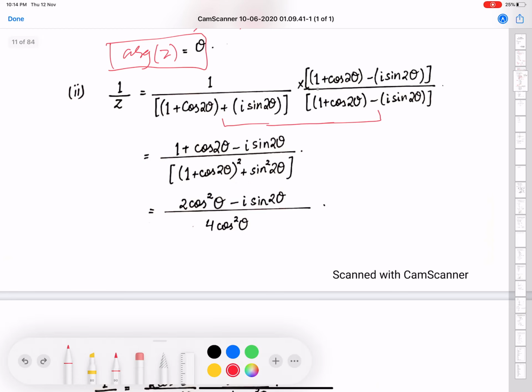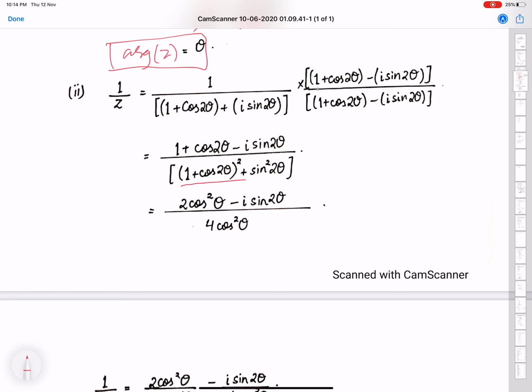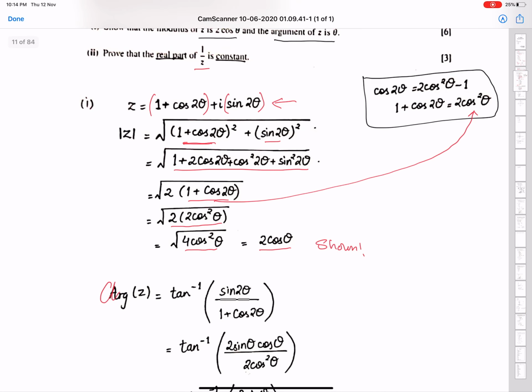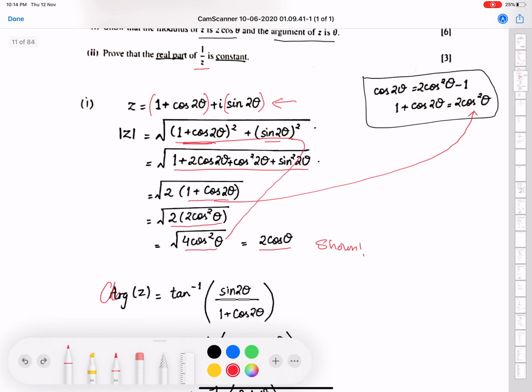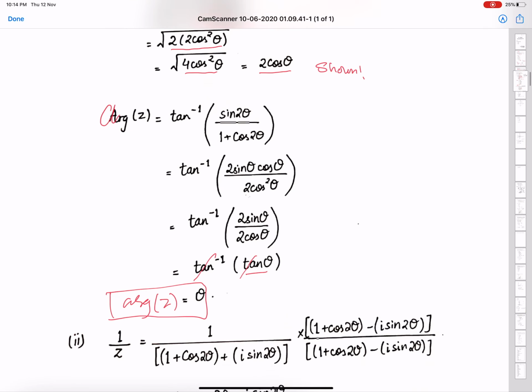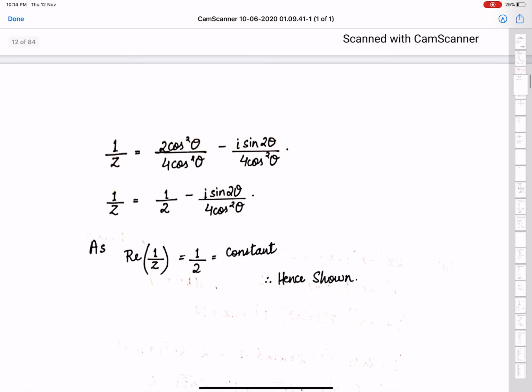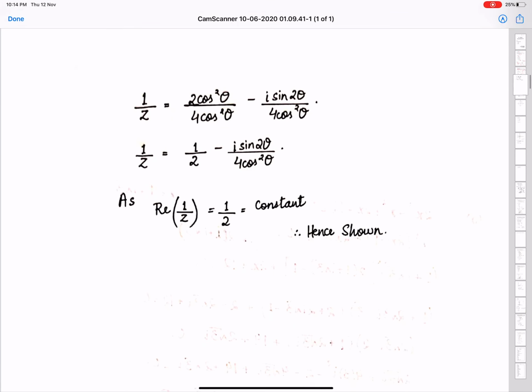And since we know the value of this entire thing is 4 cos square theta, you need to substitute this entire thing by 4 cos square theta. And then you need to break the LCM. When you break the LCM, you'll get half here and this thing is here. We had to show the real part of 1 upon z. This is the real part of 1 upon z, and this is constant, hence shown.